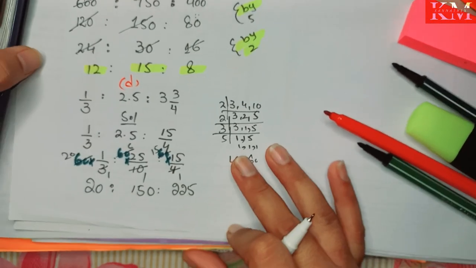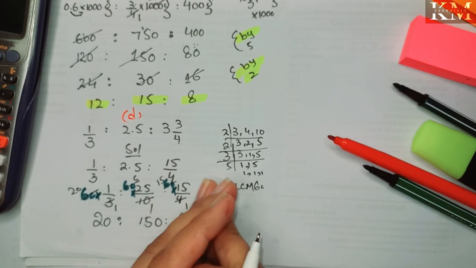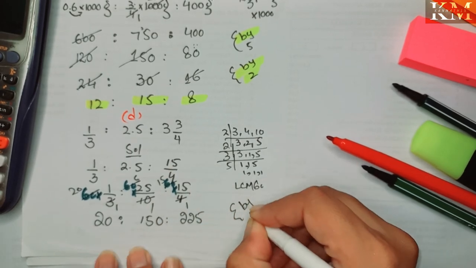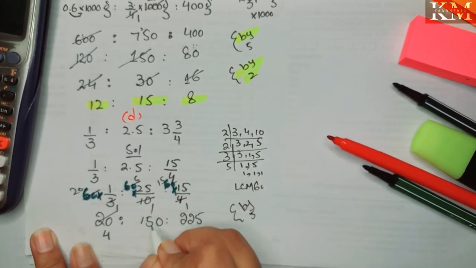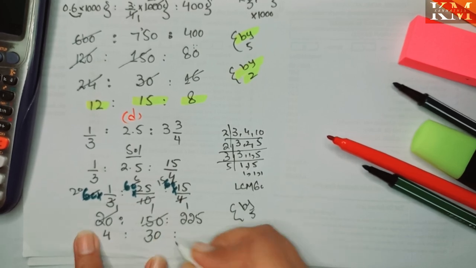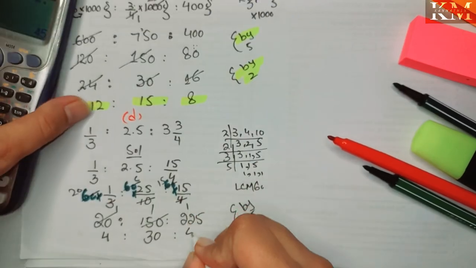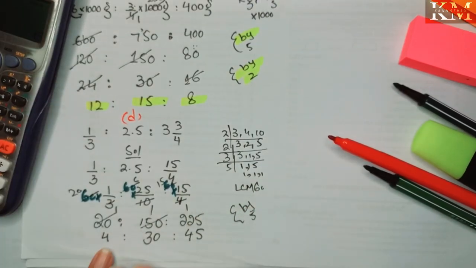Now dear student, you can see the last digit as 0 and 5. So we can simplify it by 5. 5 4 times 20. 5 30 times. And 225 if we are doing, 45. Okay. Now we can't simplify it furthermore. So it's our simplified ratio.